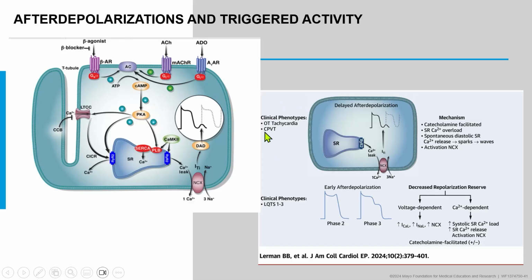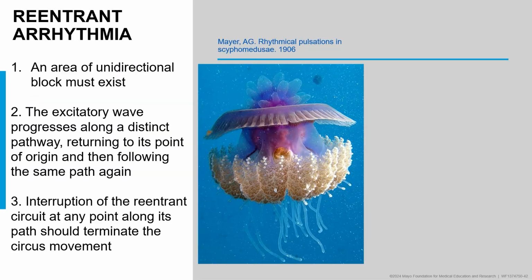That clinical phenotype of outflow tract tachycardias and CPVT: calcium loading of the cells, calcium overload, leading to those sparks of tissue that are going to create PVCs and ectopic beats after completion of repolarization, whereas slower heart rates are associated with the long QT and your torsades. Moving then from the triggered arrhythmias to reentrant arrhythmias.